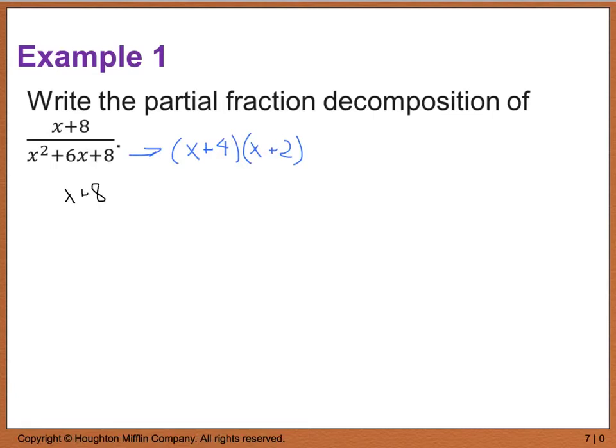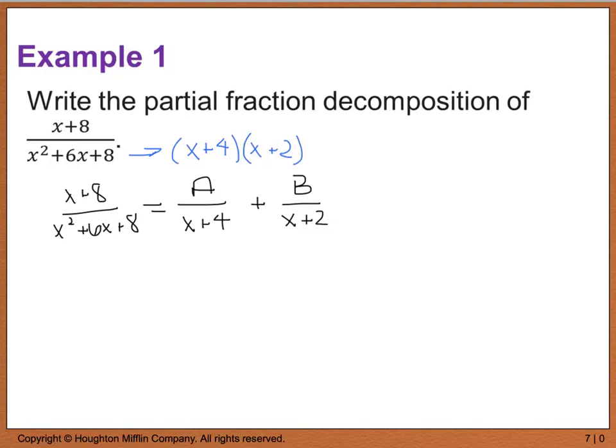I have (x + 8) divided by (x² + 6x + 8) equals, and I'm going to place an A over my x + 4, and then I'm going to add that to B over my other factor, which would become x + 2. And now what I'm going to do is solve for A and B.